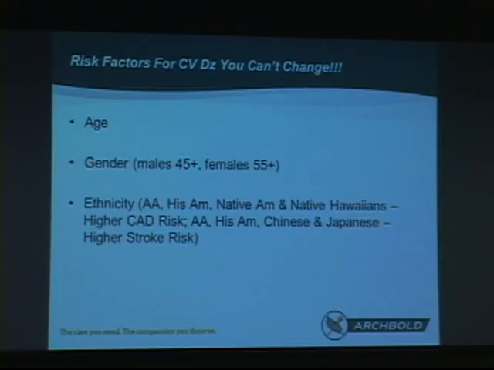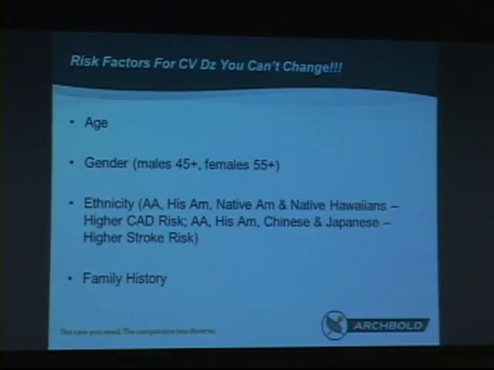All right, ethnicity. Unfortunately, race is also a bias for getting heart disease, okay? In particular, African Americans, Hispanic Americans, Native Americans, and Native Hawaiians have the highest coronary artery disease risk, okay? And African Americans, Hispanic Americans, Chinese and Japanese have the highest stroke risk, all right? And this is all from population studies. We've looked at multiple people for long periods of time. We've followed them and we found this, all right?